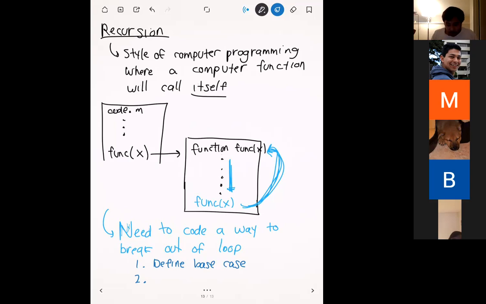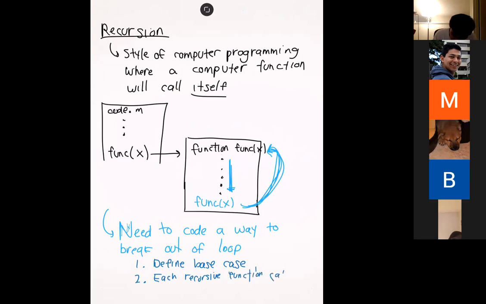And then the second thing that we need to do to break out of the loop is we have to make sure that every time we call the function again, we advance towards the base case, okay? So I should say each recursive function call gets us closer to the base case.